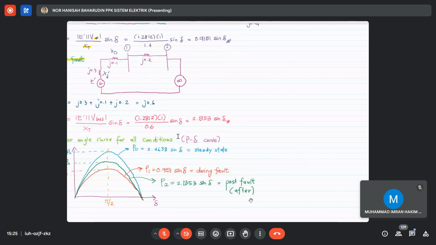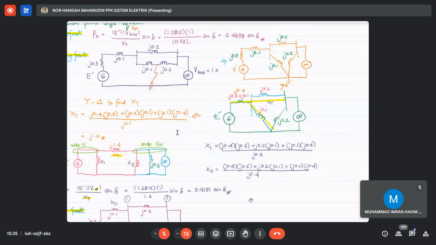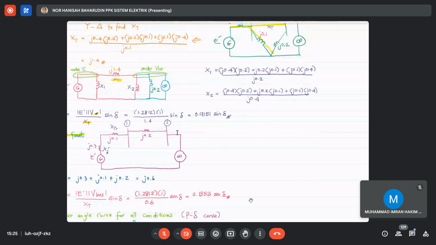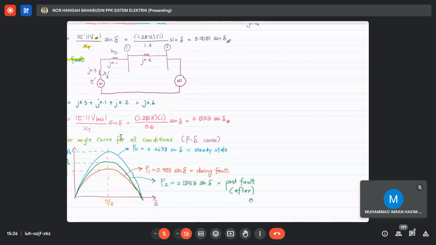Student, do you understand how to find all these reactance? It is very important, and it's very easy actually, but you need to understand. The steps are there, we have discussed this so many times. I hope that you can do it correctly in your final exam.